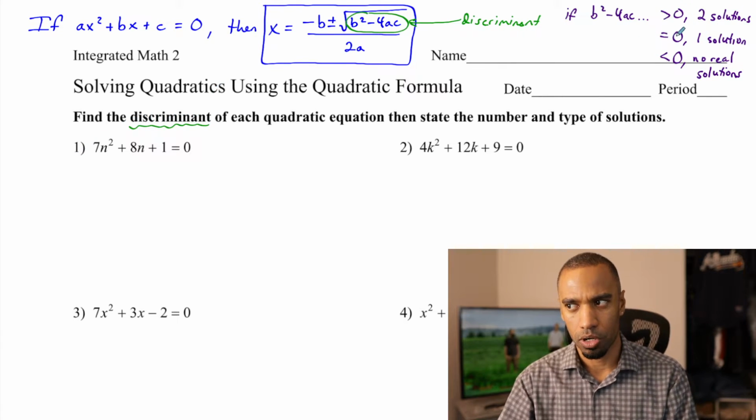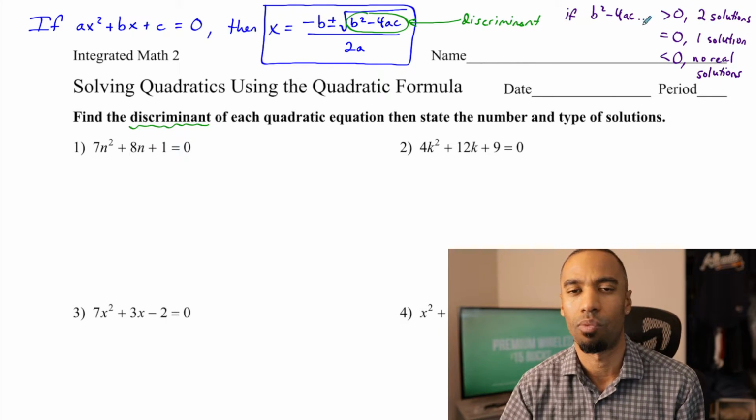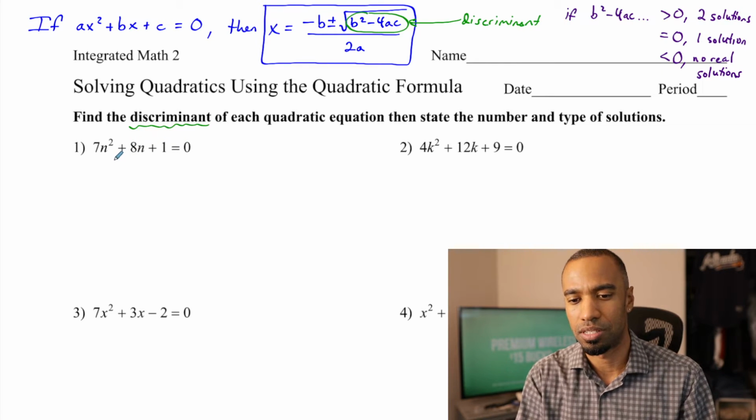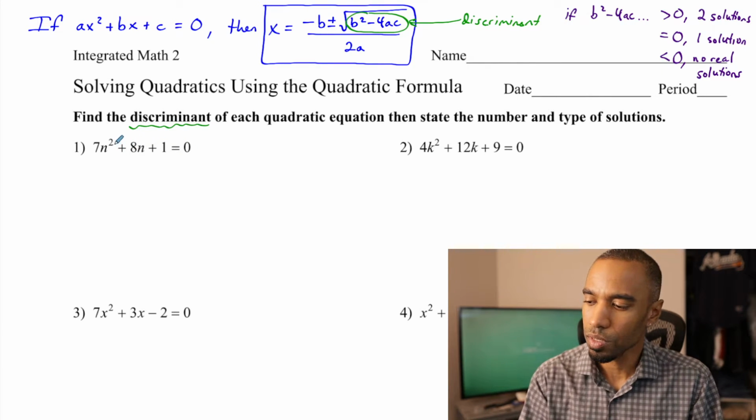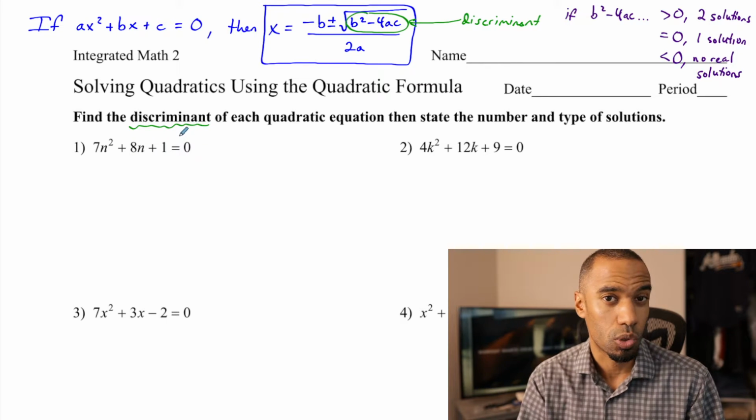Now, there's one other portion that I'm going to be referring to, which is when they're positive perfect squares, they are rational solutions. That also means that they're factorable. You could have solved it by factoring. There, you can take the square root of it.